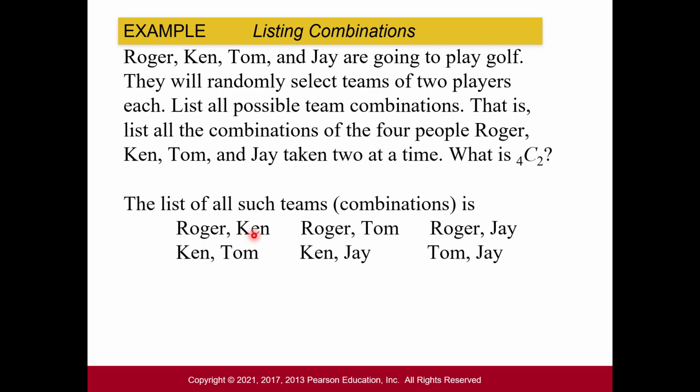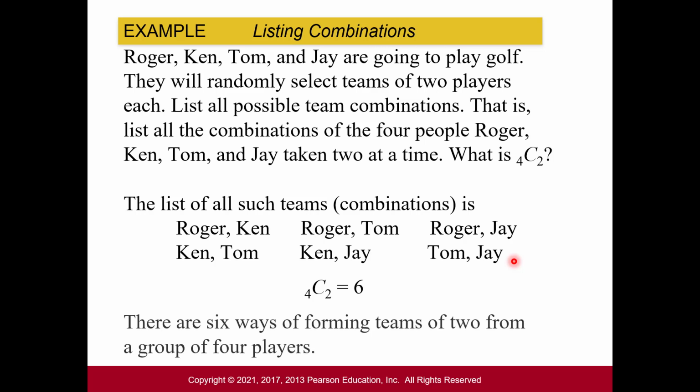And so the list of teams, our options are the following: Roger with Ken, and you can kind of do this one name at a time. So let's say we focus on Roger, we can pair him with Ken, Tom, and Jay. So those are all the combinations for him. Then if we move on, Ken was already paired with Roger, so we can pair Ken with Tom, Ken with Jay, and so the only remaining combination is Tom and Jay. And so the answer is 6, and we did it by hand by just looking at our options of people. And so there's 6 ways of forming 2 from the group of 4 players.